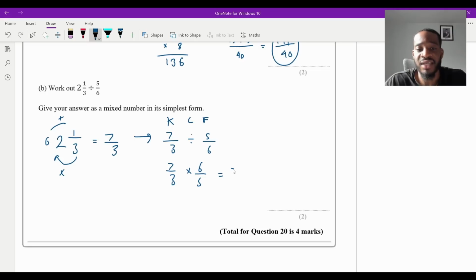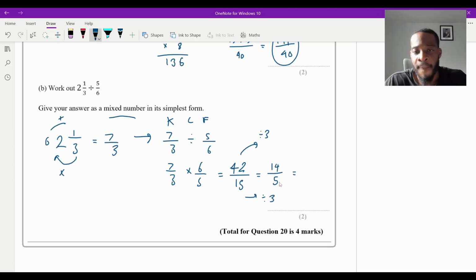So now we just need to work out what this is. We times fractions by timesing them across. 7 times 6 is 42 over 3 times 5, which is 15. Now, it does say give the answer as a mixed number in its simplest form. So firstly, let's simplify, or you could do it as a mixed number, whatever you prefer. I'll simplify first. What do we know goes into both 42 and 15? That's going to be a 3, isn't it? Yeah. 42 divided by 3 is 14, and 15 divided by 3 is 5.